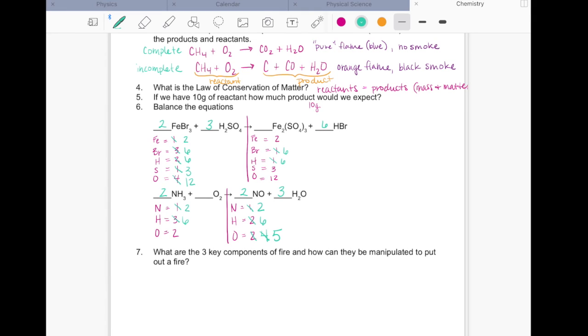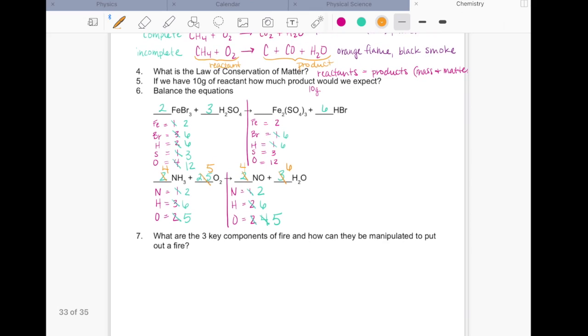And then as far as my oxygens, I now have 5 oxygens on this side, and I have 2 oxygens on the reactant side. So in order to get this oxygen here to be 5, I can multiply it by 2.5. Okay, so now this would be 5 on this side. I am balanced, but I cannot have a decimal as a coefficient out in front. So I need to multiply all of my coefficients by 2. Okay, so this one is going to become 4. This one will become 5. This one will become 4 and 6.